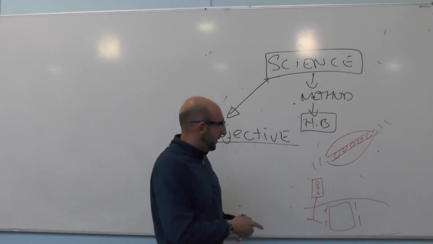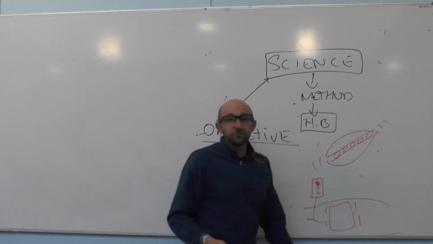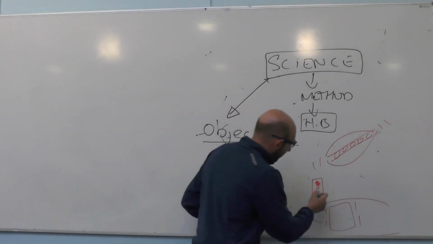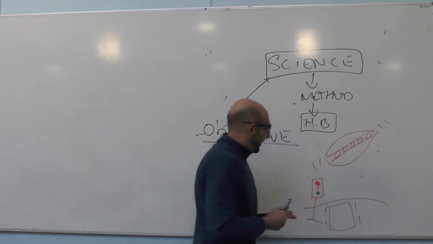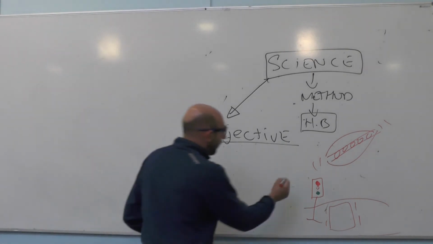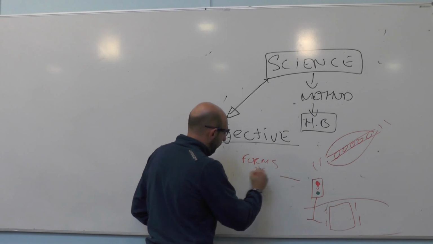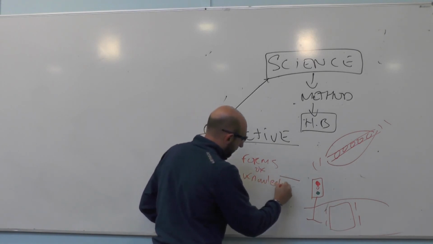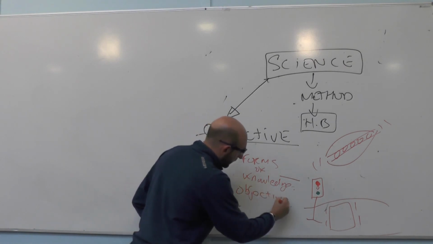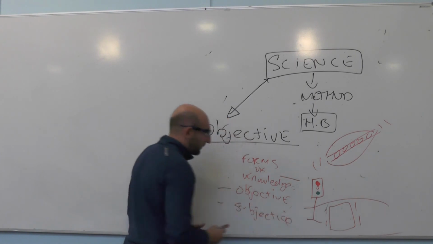The scenario is this: every time this traffic light goes red, the car stops. Okay? Every time this traffic light goes green, that's handy, what happens? Well, the car moves on. Okay? Now, from this, there are two forms of knowledge. Okay? There is objective knowledge and subjective knowledge. Right.